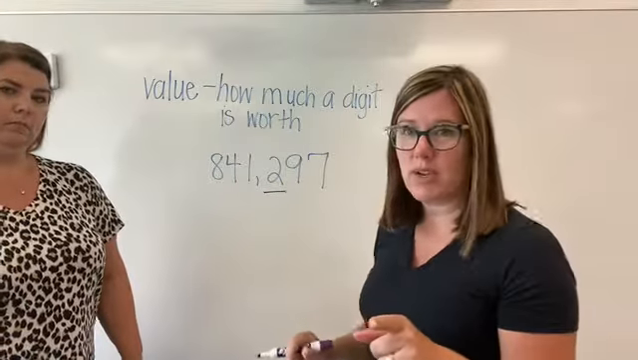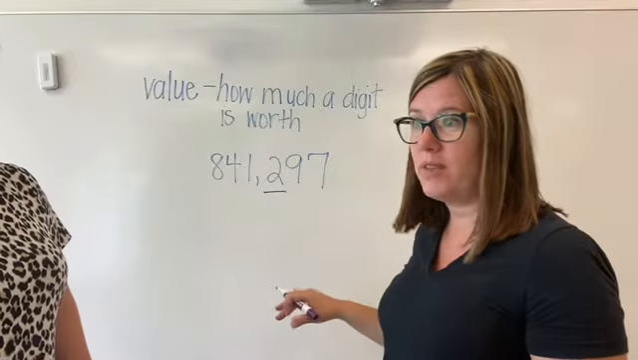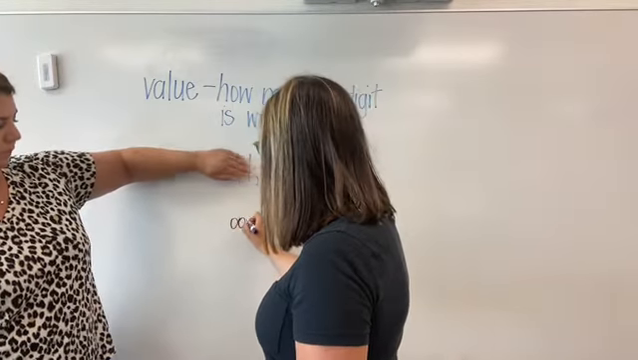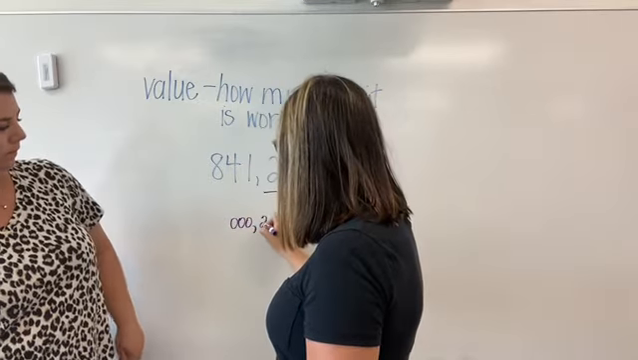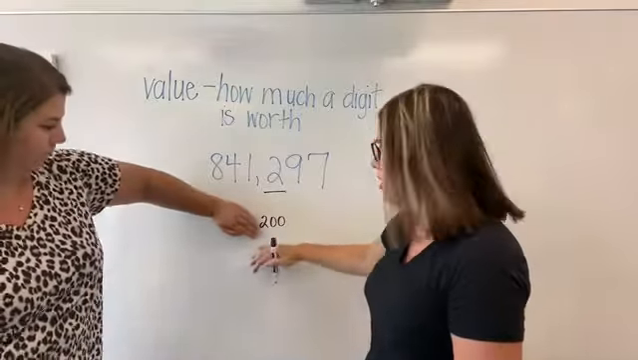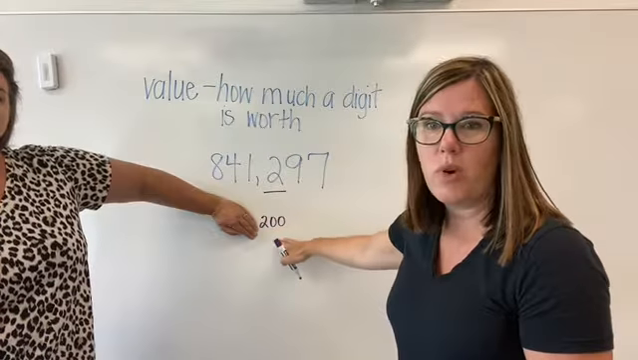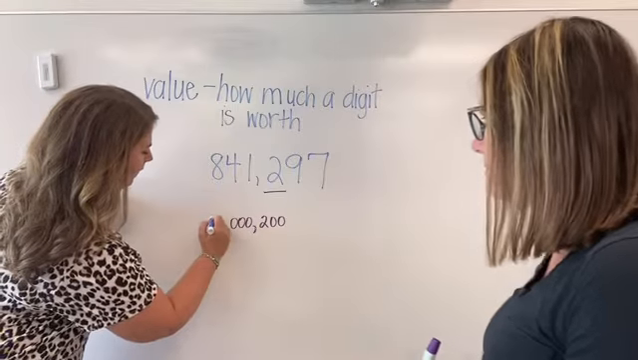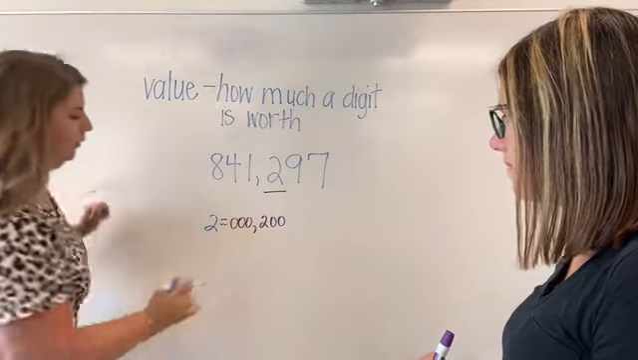When I think about the value, I think about how much it could be worth in money. So if I had all of this money, how much would that 2 be worth? One of the tricks that I use is I turn everything else to a 0, and then it helps me. So I would have 0, 0, 0, 2, 0, 0. Well, that doesn't really make sense. So I would be left with 200. Yes. So the value of this 2 is 200.